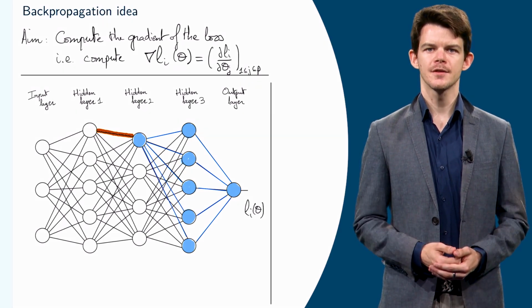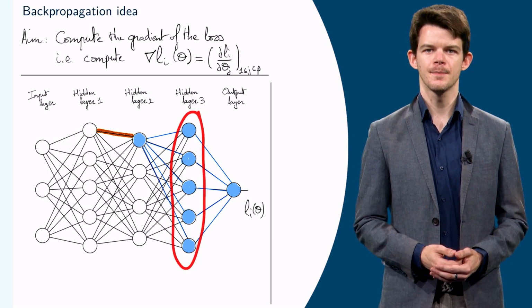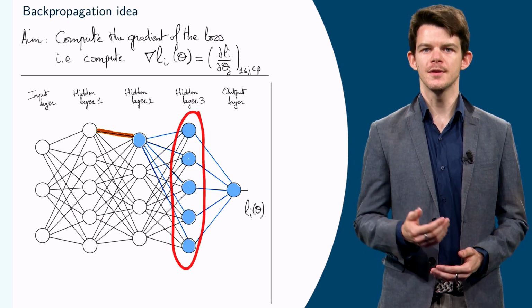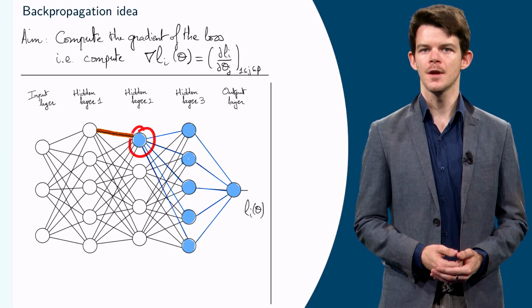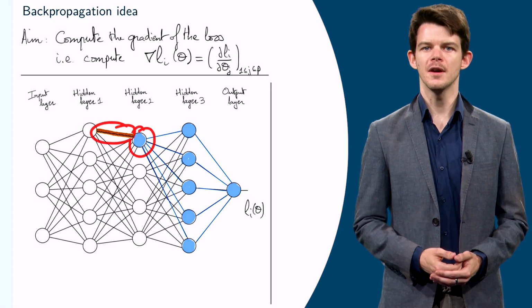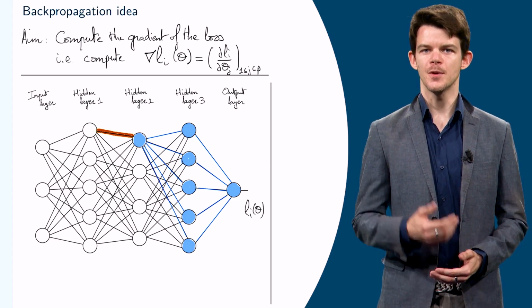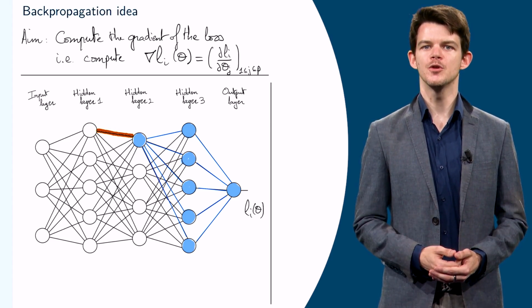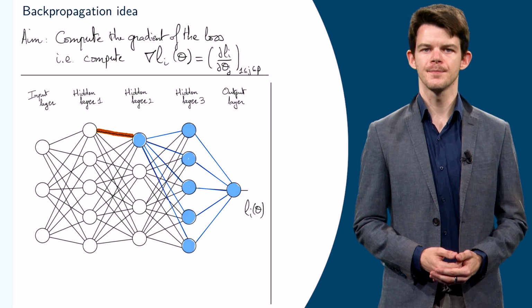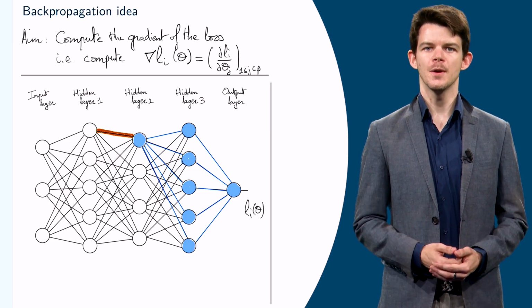So, to summarize, the loss depends on the output layer, which depends on all neurons in the third hidden layer. The third hidden layer depends on this neuron in the second hidden layer, which is the only neuron in the second hidden layer to be influenced by the parameter in orange. We will see in a moment the precise equations used to compute the partial derivative of the loss. For now, a general comment.